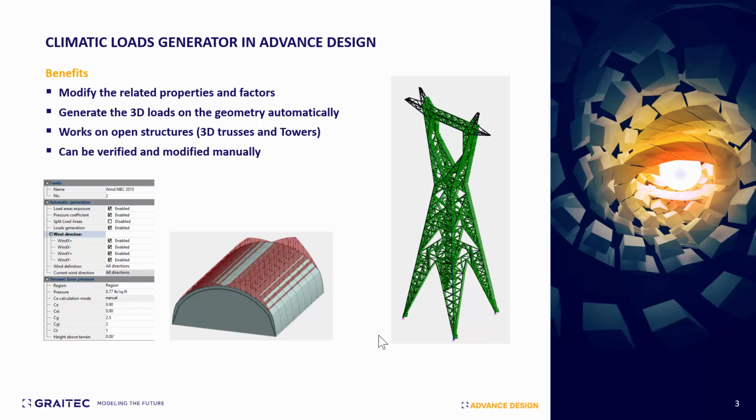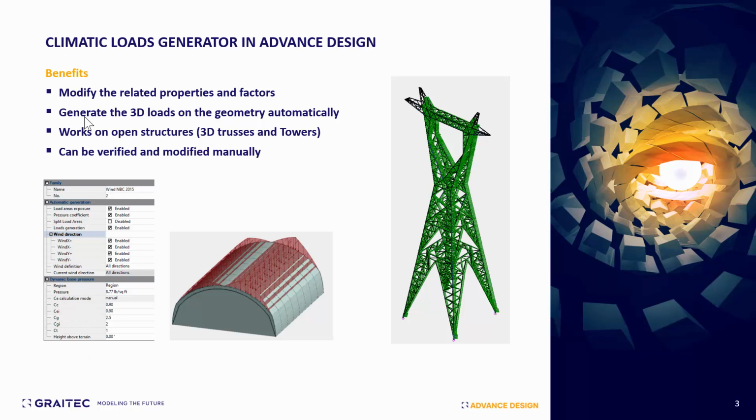What types of climatic load generators do we have in Advanced Design? As you see here, we can have wind on both closed structures or even open structures. And as well, we have a snow load generator even on irregular shaped structures. The positive thing here is that using the dialog boxes in Advanced Design, you can easily go and modify all of the default values related to either the wind or snow load generator.